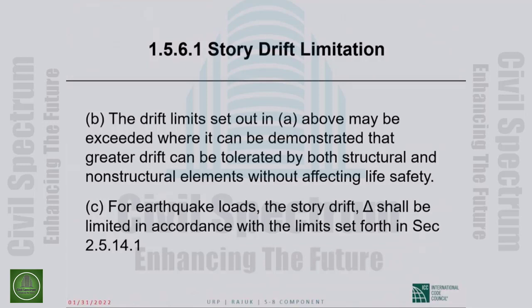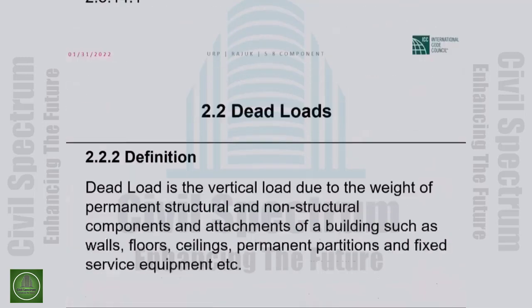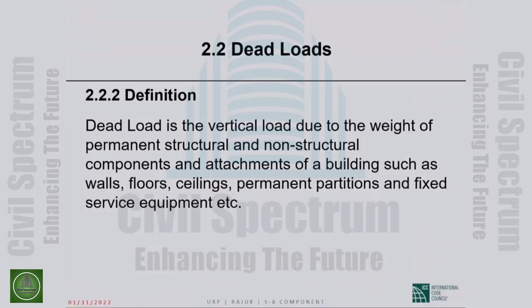The drift limits set out in A above that I commented on may be exceeded where it can be demonstrated that greater drift can be tolerated by both structural and non-structural elements without affecting life safety. That is a good provision, but that demonstration is not easy. For earthquake loads, the story drift delta shall be limited in accordance with that, which I will discuss at great length when we do earthquake design in a couple of days.